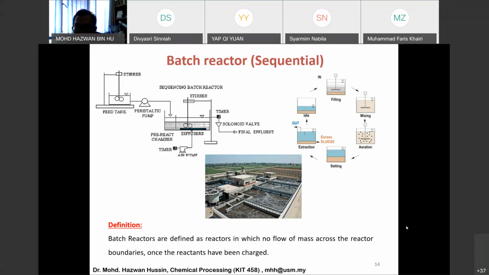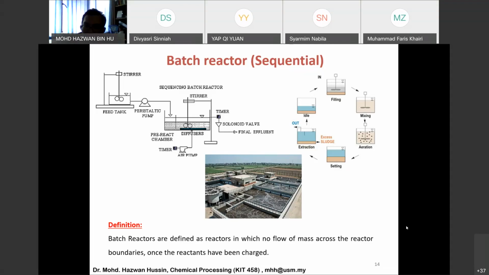For the batch reactor, this process is considered sequential. It is not continuous. Sequential means it occurs in sequence. The simplest example you can imagine is when you wash your clothes using a washing machine. This is actually considered a batch reactor. You charge it with water first, you put in detergent, you put in your dirty clothes, and then you start the washing process. After it finishes, you just discard the water and it's finished.